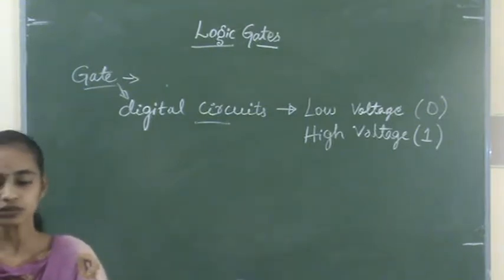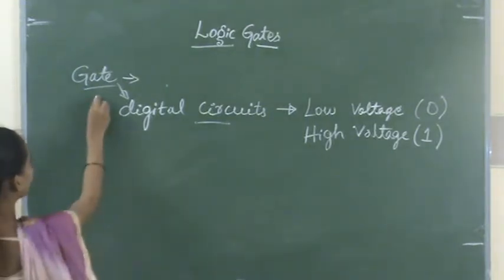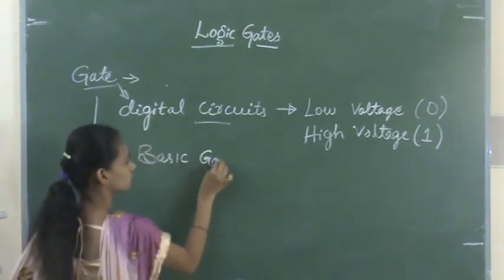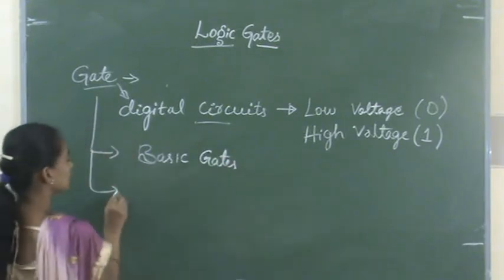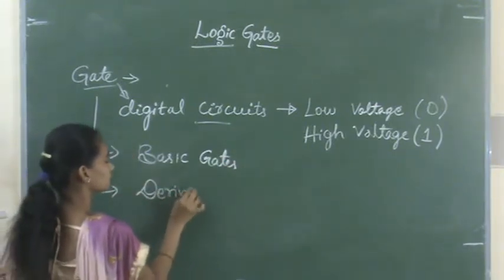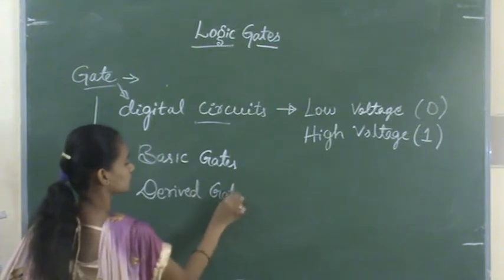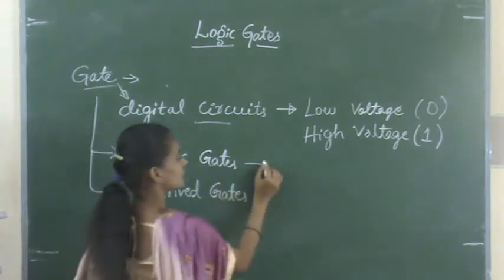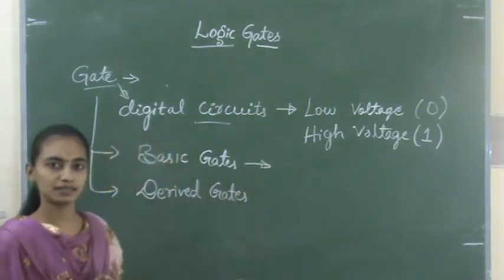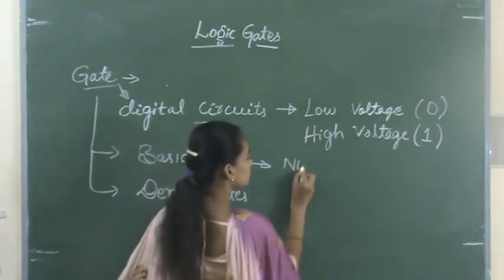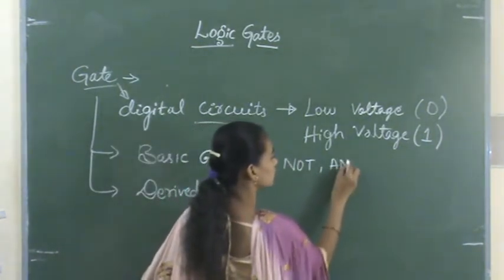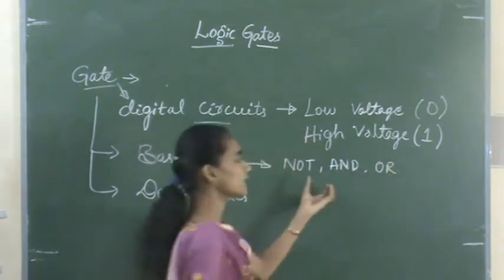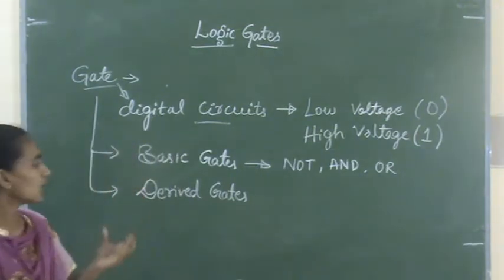Okay, so we have two types of gates. One is basic gates and another one is derived gates. In the previous chapter we studied basic gates, right? We have three basic gates. One is NOT, then AND, and then OR. So these are the three basic gates.